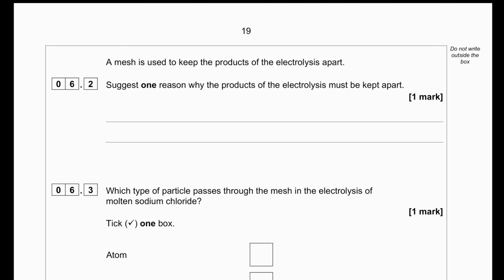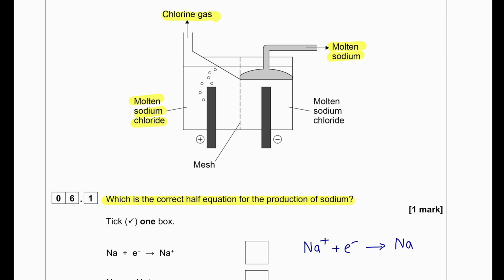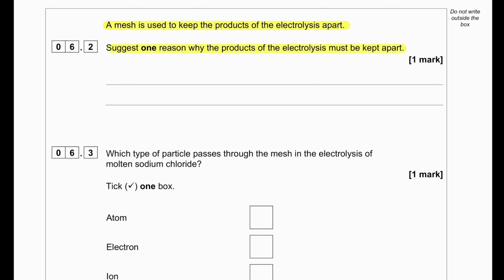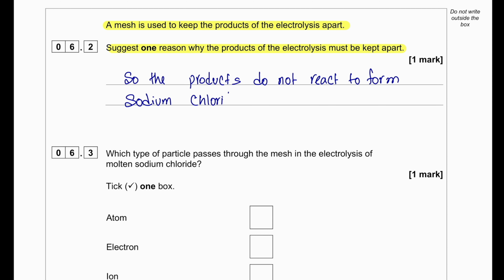A mesh is used to keep the products of the electrolysis apart. Suggest one reason why the products of the electrolysis must be kept apart. So you see, chlorine and sodium under normal atmospheric room temperature and pressure will react with each other to produce sodium chloride salt. So it's very important because we have molten sodium chloride, a very high temperature electrolysis process. For that reason, we'll have to keep them separate so they do not react.